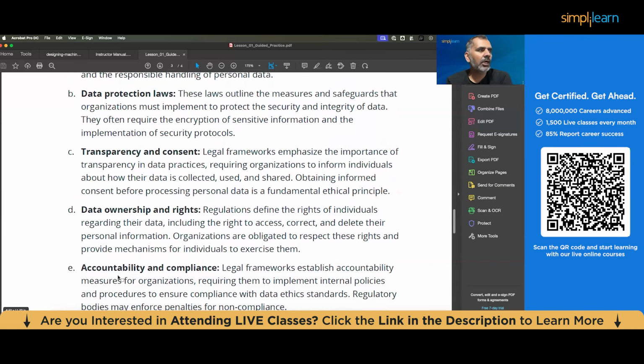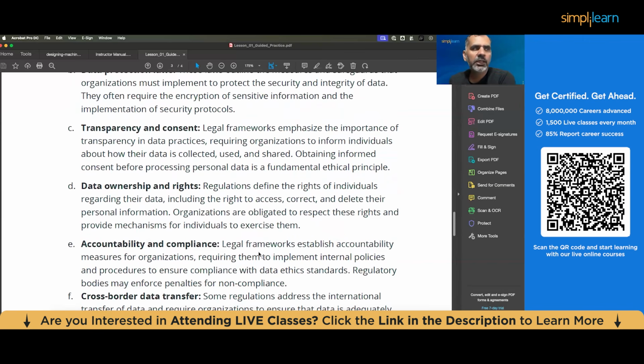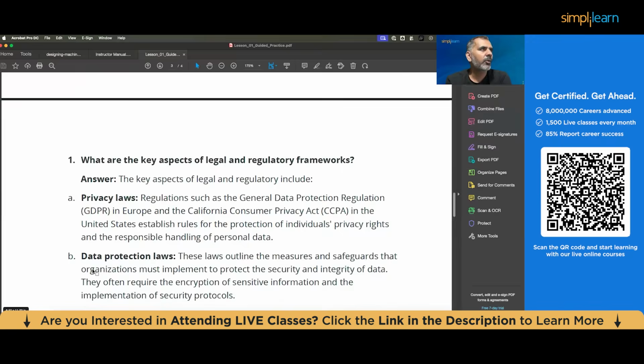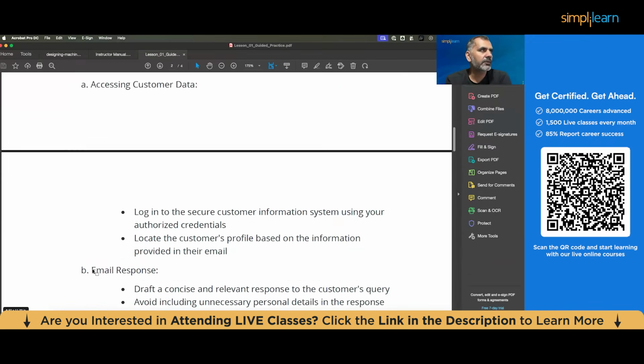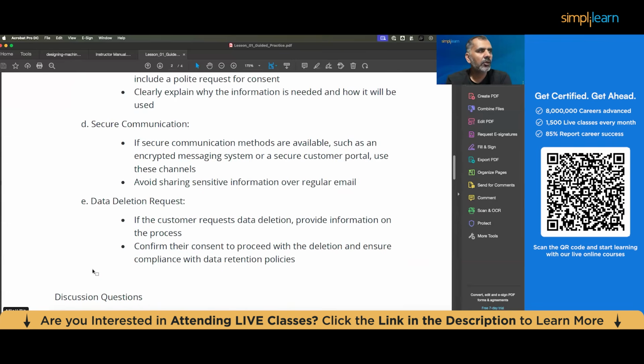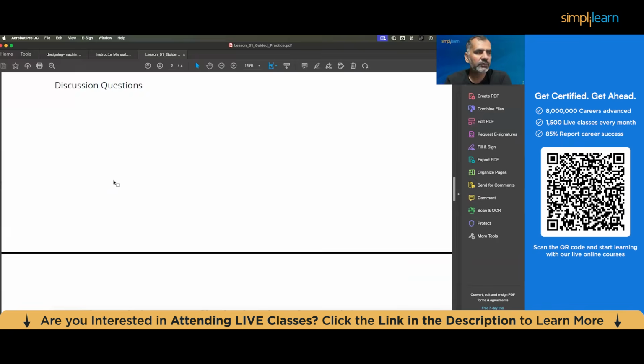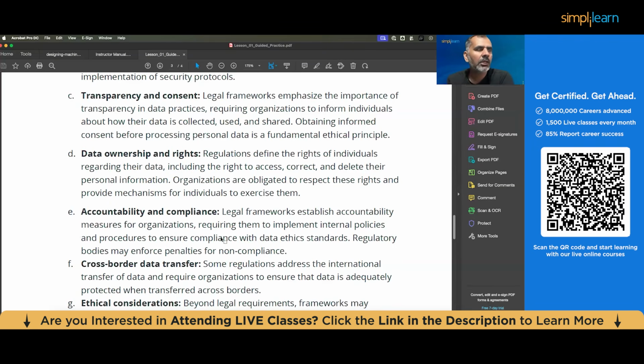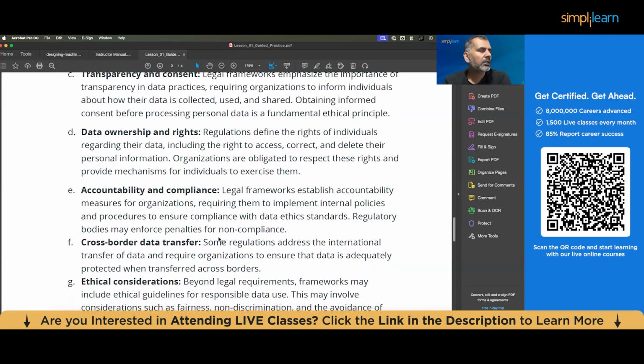And finally, accountability and compliance. So the legal framework establishes accountability and measures for the organization, which is required to implement internal policies, the policies which will follow all these steps, like step A to E. So there should be some policy making the organization accountable that it is following all the data ethics standards. If it is a cross-border data transfer, then obviously some more regulations need to be introduced, and this is something we discussed.